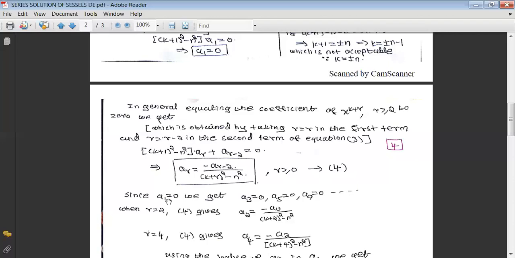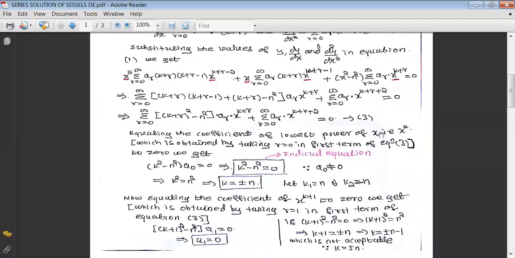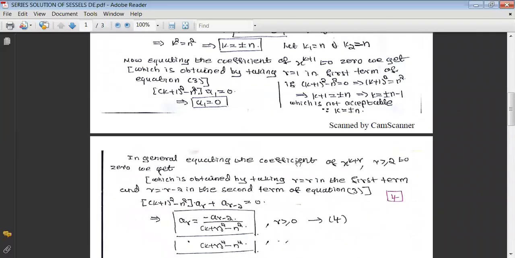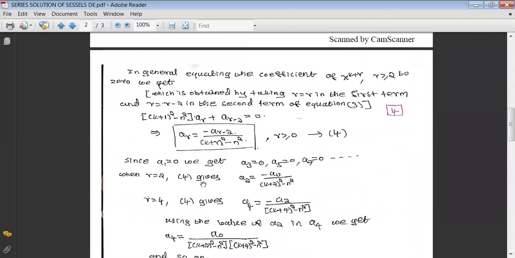Now, since we know that a1 is already 0, that we already claimed that a1 equals 0, let us concentrate on a3 first. Here, let us take r equal to 3. If you take r equal to 3, here you will find a1. But a1 is 0. That means a3 becomes 0.